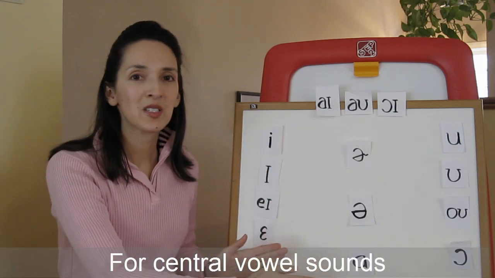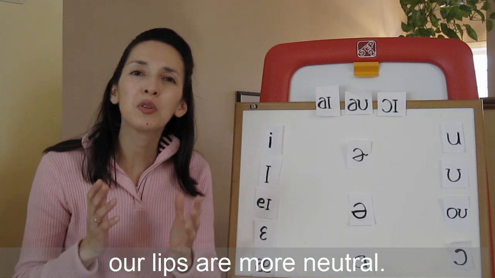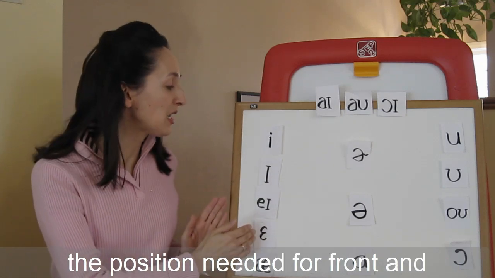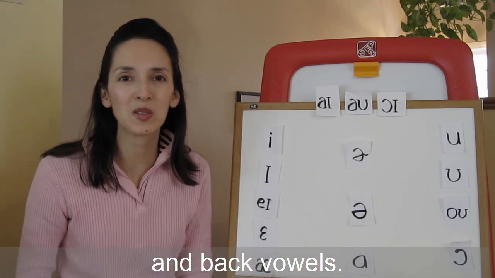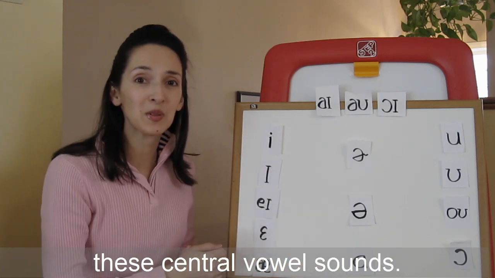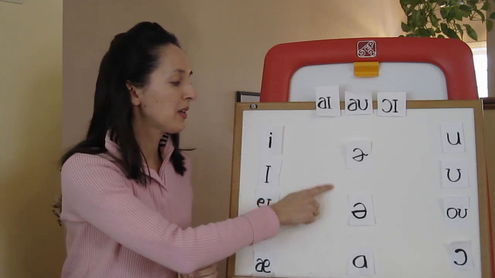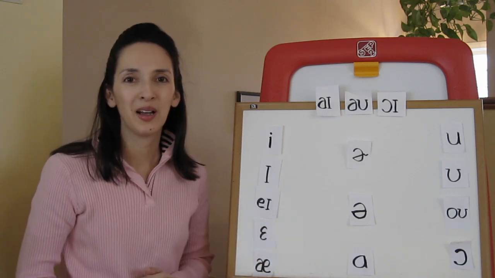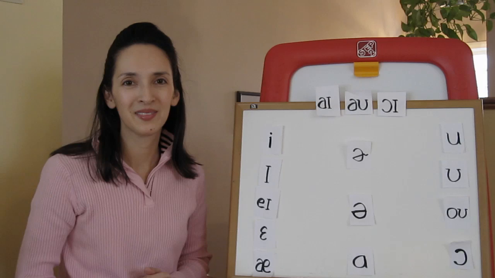For central vowel sounds, our lips are more neutral. The position is somewhere in between the position needed for front and back vowels. Watch and listen as I say these central vowel sounds.